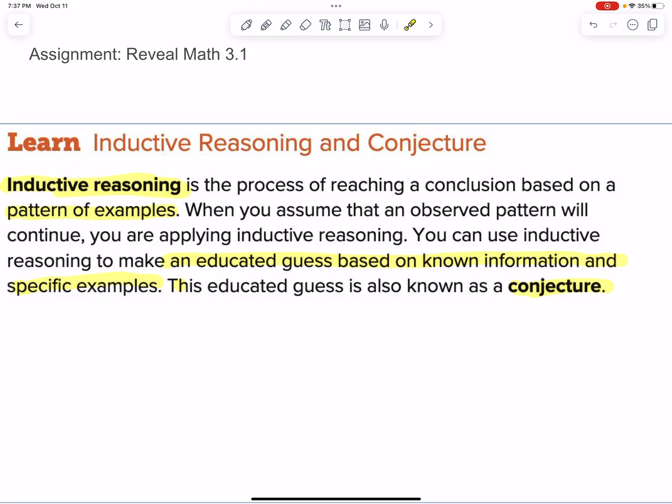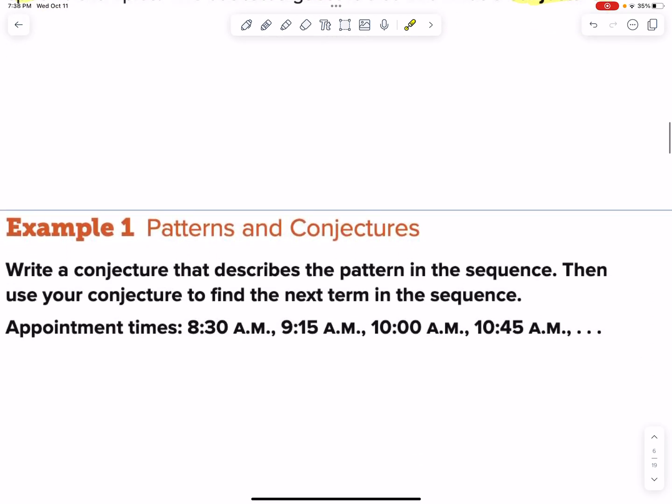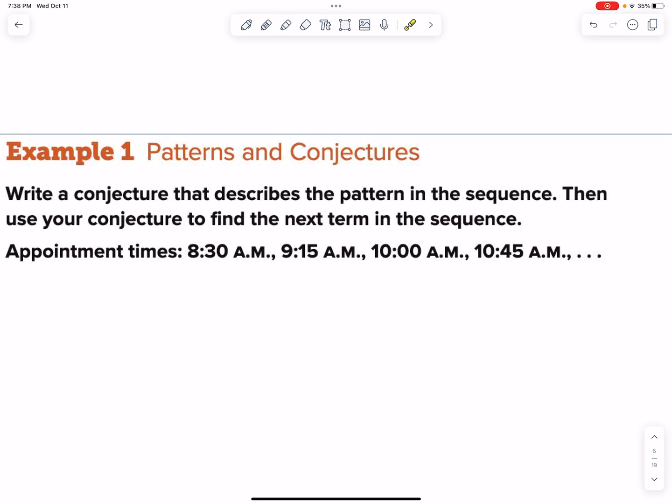The next term down here at the bottom is a conjecture. This is a new term, where essentially, if you look at this, it says an educated guess based on known information and specific examples. So it's kind of like a hypothesis, but in math. A conjecture is using these patterns to make a guess. So you're using inductive reasoning to make an educated guess. That's a conjecture.